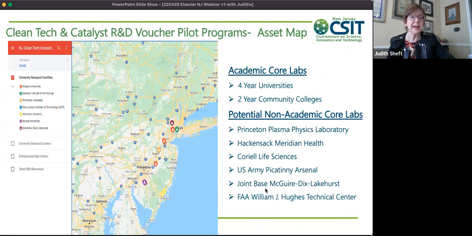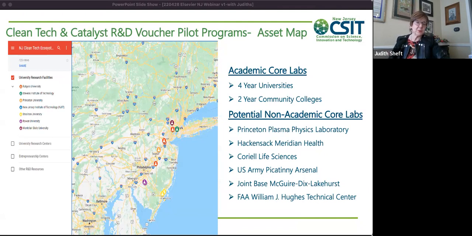And then on the next slide, we take a look at one of the programs that we've currently established, our Clean Tech and Catalyst R&D voucher program. And as part of that program, I had mentioned earlier, companies can get access to unique capabilities at some of our academic labs, as well as non-academic partners. And we want to ensure that all of these capabilities we're really pulling from our Research with New Jersey platform to make it easy for people to find the capabilities that they are looking for as they're moving forward.